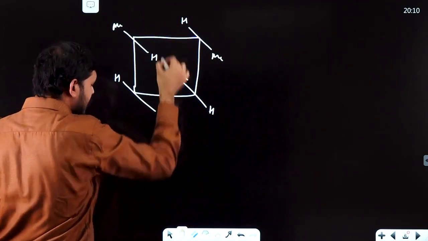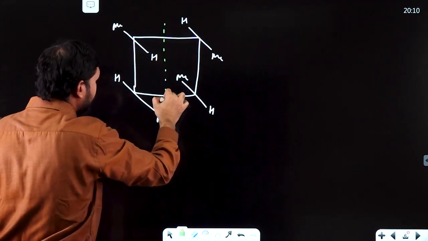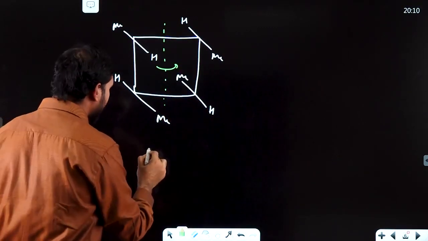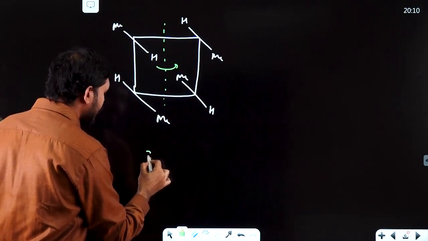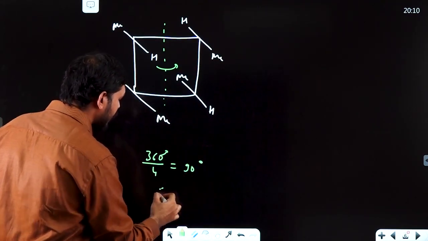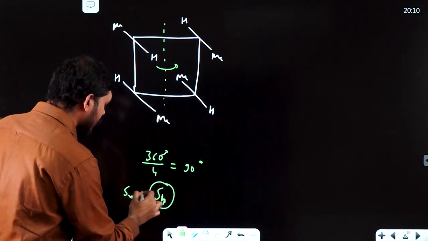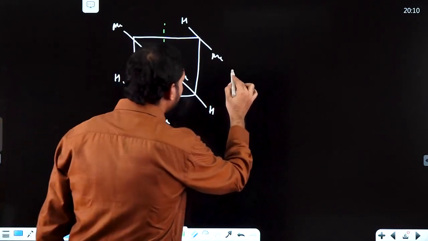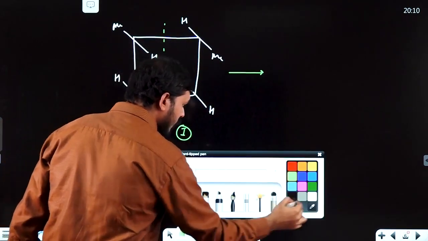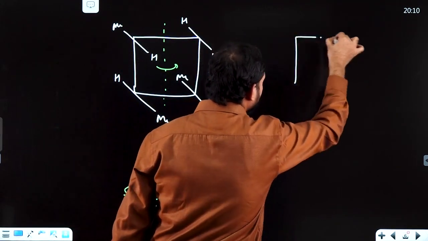Now in this, suppose I am rotating through this 90 degree. That 90 degree rotation is 360 degree divided by 4, which gives you 90 degree. So it will be your S4, Sn equals S4. Okay. What will you be getting? This is our compound number 1. Now see what you will get.